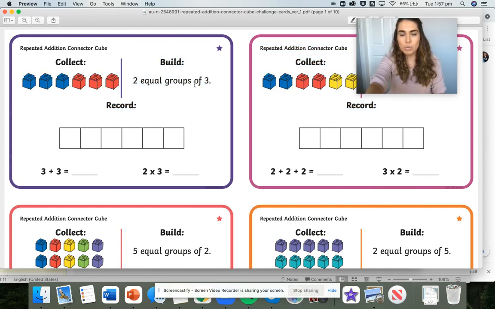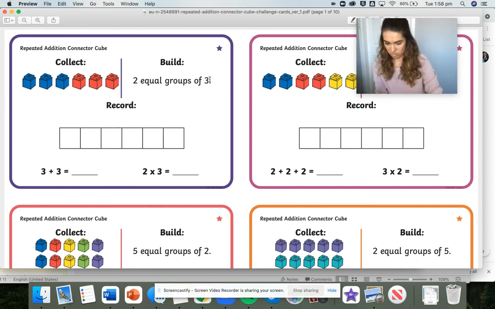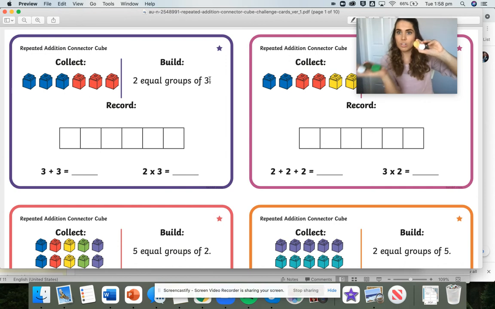Build 2 equal groups of 3. 2 equal groups of 3. Remember, equal means you have to have the same amount in each pile. So I'm going to have 2 piles with 3 in each. So here's pile number 1, 3. Here's pile number 2, 3. So I've got 2 equal piles with 3 bottle tops in each.